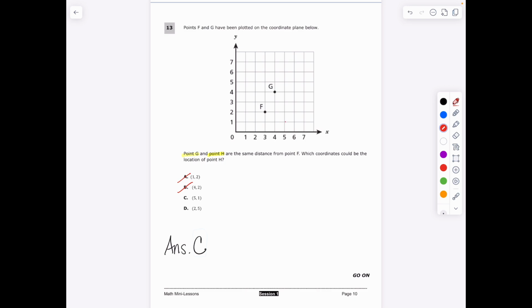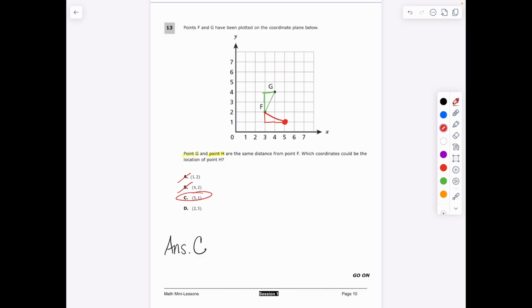Over to 5, up 1. So if I'm walking to F, I'm going 1, 2, 3. If I'm at G and I'm walking to F, I'm going 1, 2, 3. They are the same distance away. Even if I went diagonally, like through the street, I'm going over 1, 2. And even if I went from here, I'm going over 1, 2. Those are the same distance.